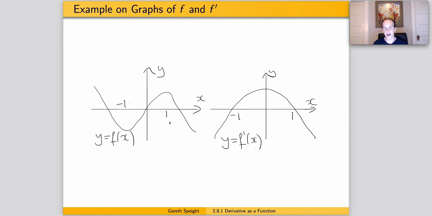And then similarly to the right of 1, f is going down, the slope is negative. That should mean f prime is negative. Okay, that's reflected over here. So we have to be a bit careful in matching up the pairs and try not to get too confused.